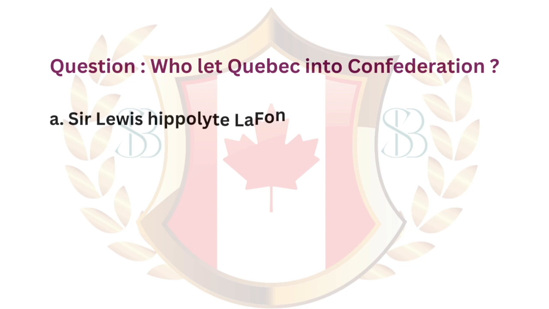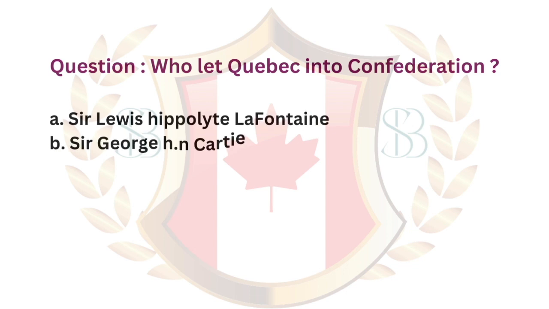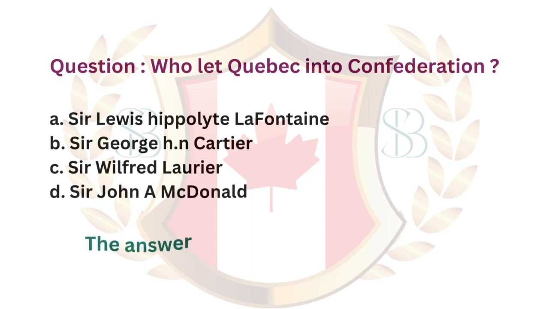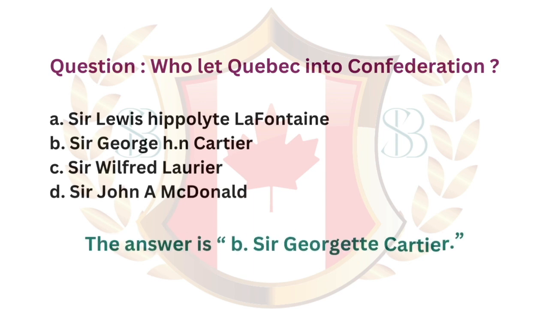Question: who led Quebec into Confederation? A. Sir Louis Hippolyte Lafontaine. B. Sir George-Étienne Cartier. C. Sir Wilfrid Laurier. D. Sir John A. Macdonald. The answer is B. Sir George-Étienne Cartier.